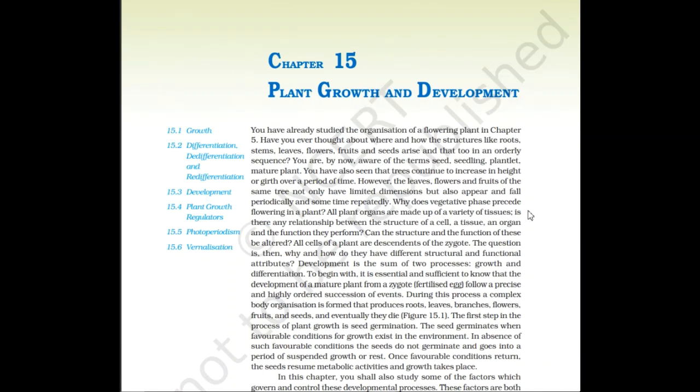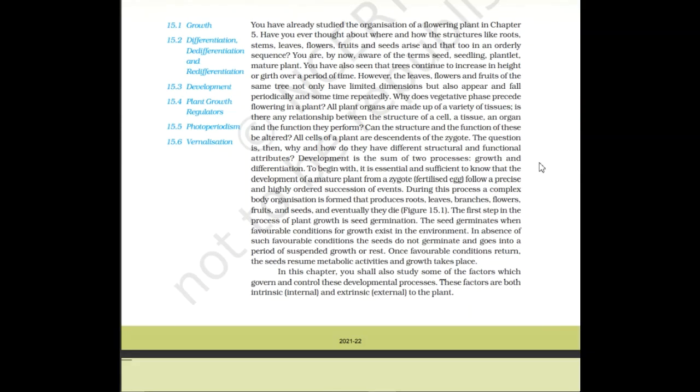All plant organs are made up of a variety of tissues. Is there any relationship between the structure of cell, tissue and organ and the function they perform? Can the structure and the function of these be altered? All cells of a plant are descendants of the zygote. The question is then why and how do they have different structural and functional attributes? Let us discuss. Development is the sum of two processes, growth and differentiation.